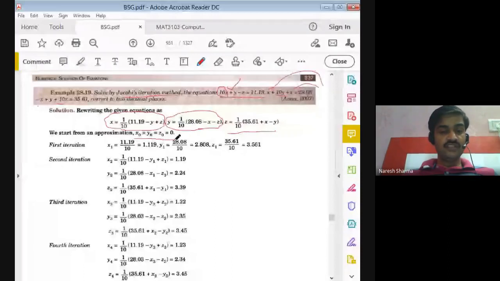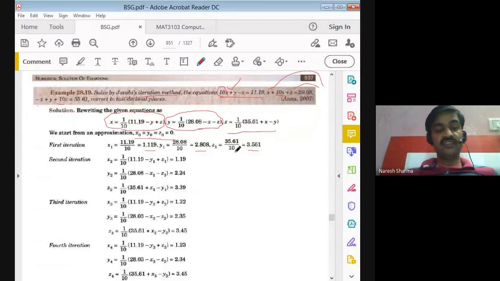So if you put here 0, 0, it gives you 11.19 divided by 10, that is 1.119. Similarly, here these two are 0, it is 28.08 by 10, that is 2.808. Here also it is 35.61 plus 0 minus 0 divided by 10, which is 3.561. Now put these values again in the right side of these equations.